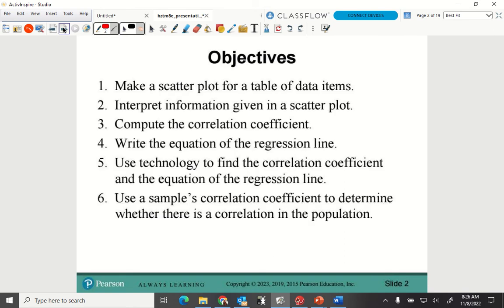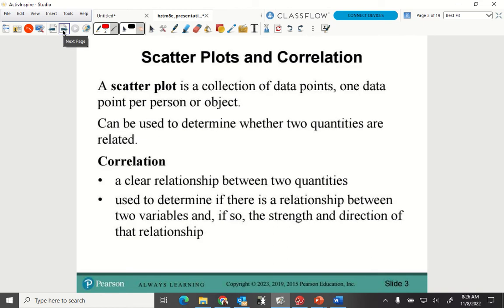So a lot of objectives to go along with this. Scatter plot and correlation. A scatter plot is a collection of data points, one data point per person or object. These are referred to using an X and a Y. So this is actually going to be in a graph, scattering through. I'll show you here in a moment. It can be used to determine whether two quantities are related.